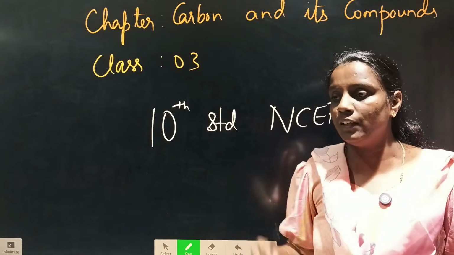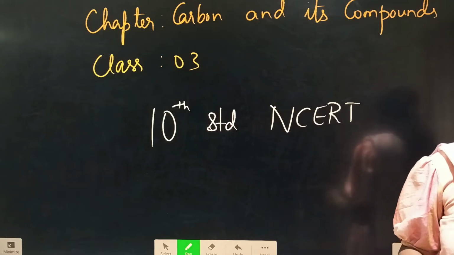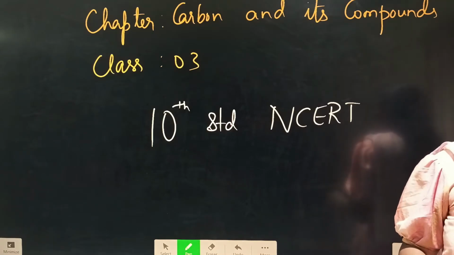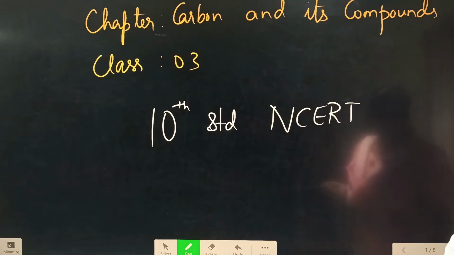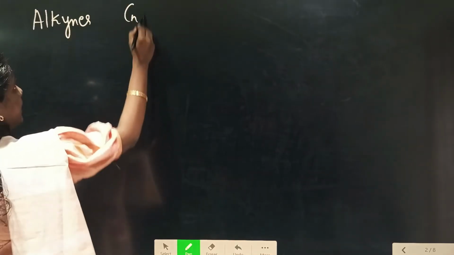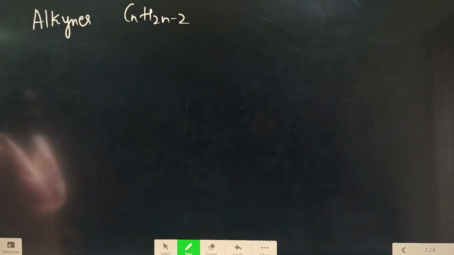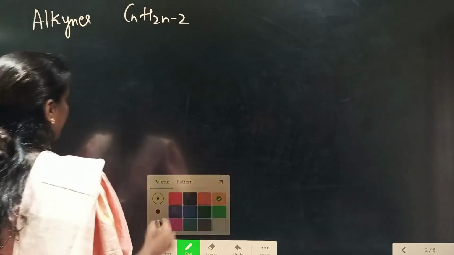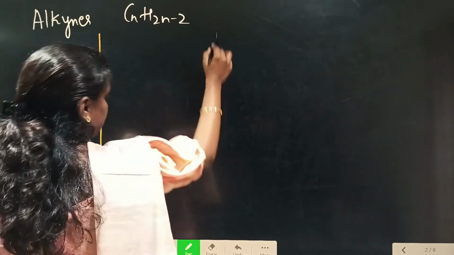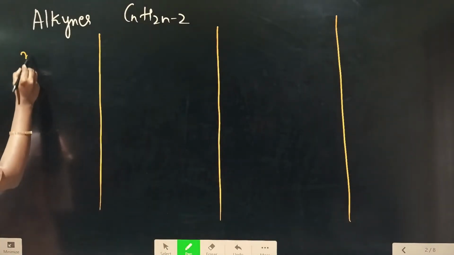Now we will move to the other classification of unsaturated hydrocarbons. In the unsaturated hydrocarbons, we have alkenes and alkynes. We have discussed alkenes, so now we will move into the alkynes. What is the general formula of alkynes? CnH2n minus 2, right? Now we will divide this into 4 divisions, where n is equal to what?